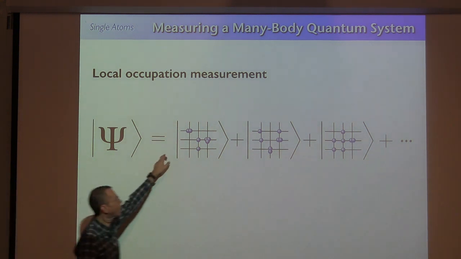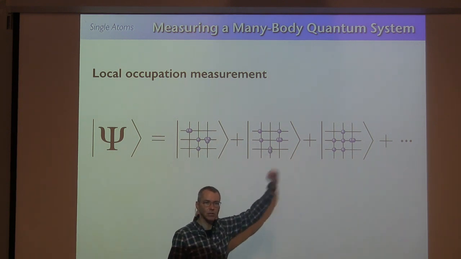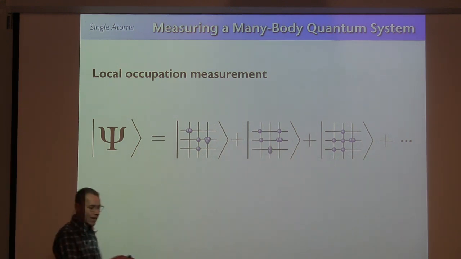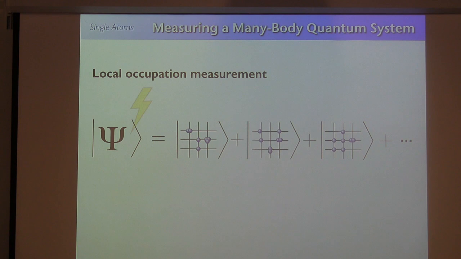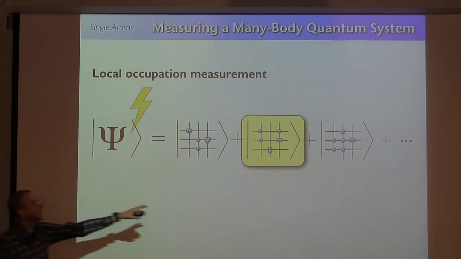Of course, there would be complex phase factors in front of these coefficients as well, which we ignore for now. And let's imagine we would now have a camera that could take single-site resolved images with single-atom sensitivity of such a state. What would happen? Well, if you take a photo, then this state will collapse. It would collapse randomly onto one of those configurations. So this would be the state that you see in that photo.